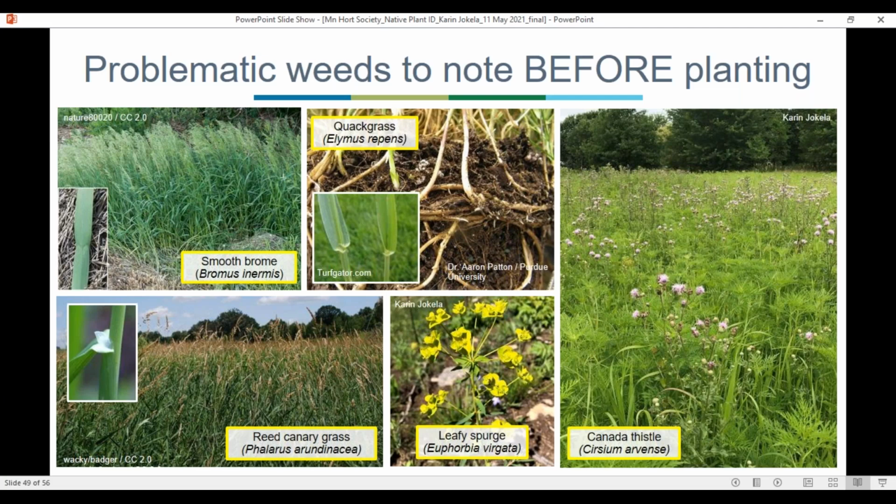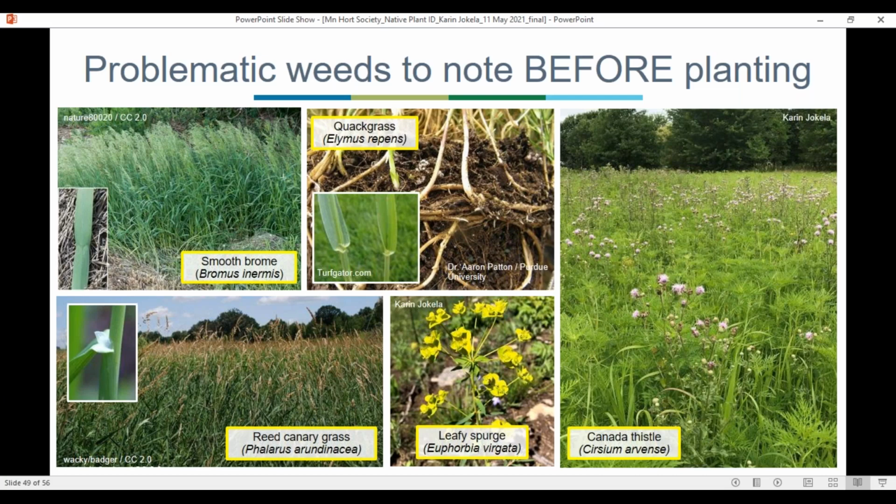Reed canary grass is really aggressive, but before it's flowering, you can see that really strong, clear, tall ligule that looks like a fingernail. No other grasses have one that's quite so big. So that's something that you can just pull down and see. They're really quite big leaf blades anyway, but yeah, big ligule.